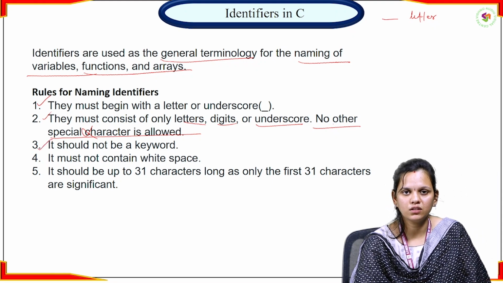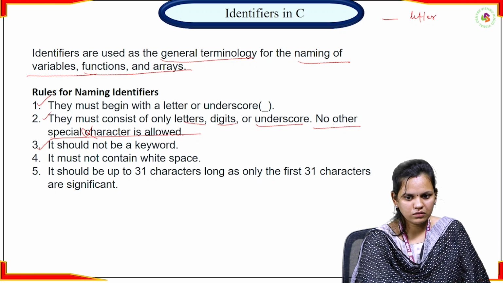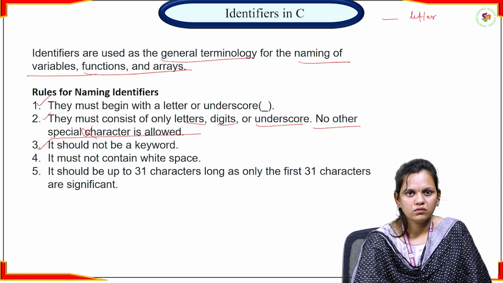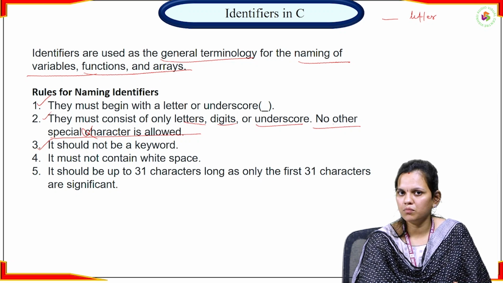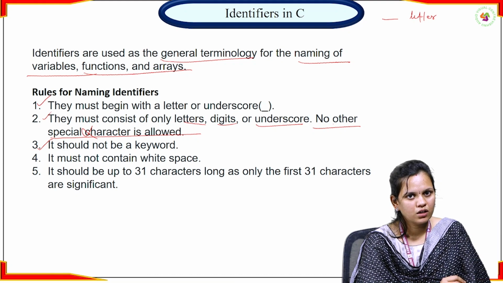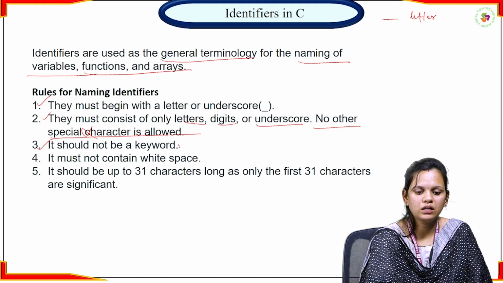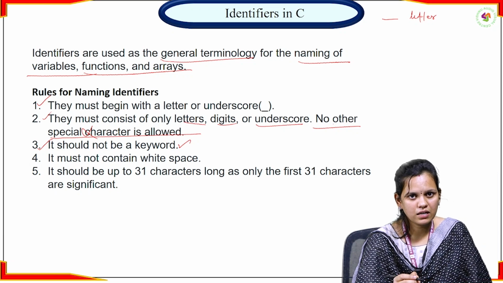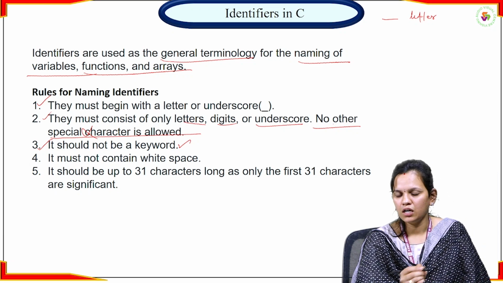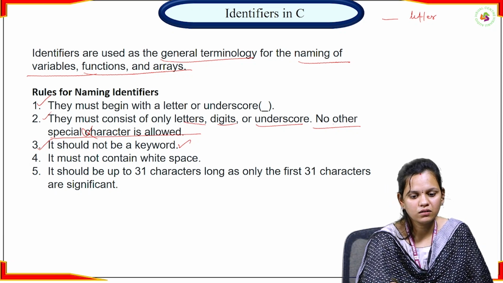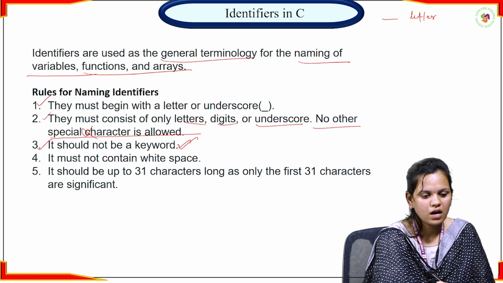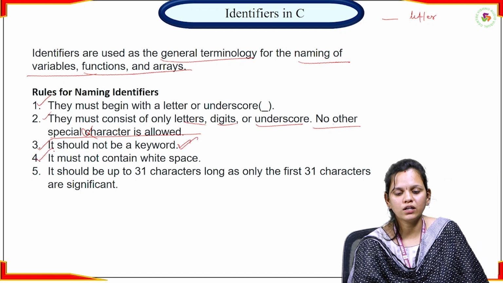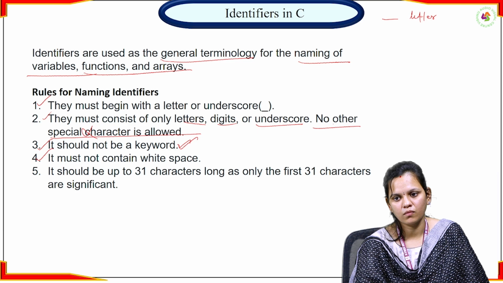Okay, and the next one is it should not be a keyword. As we have just seen the 32 keywords, a variable or an identifier should not be a keyword. As I said, a keyword has its own predefined meaning. You should not use a keyword as an identifier. And the next rule is it must not contain white space.